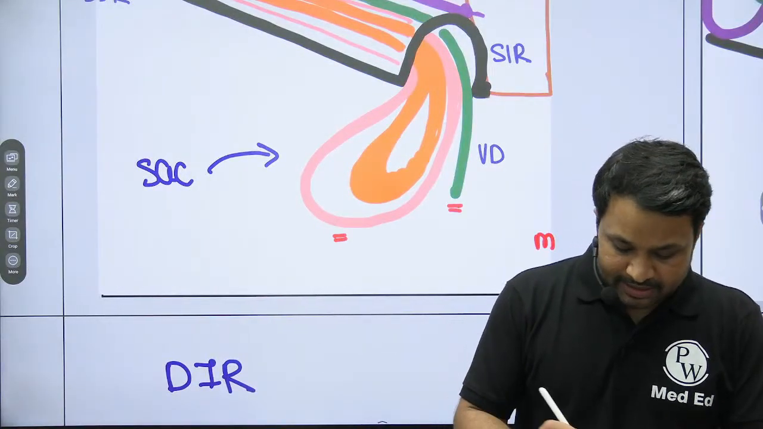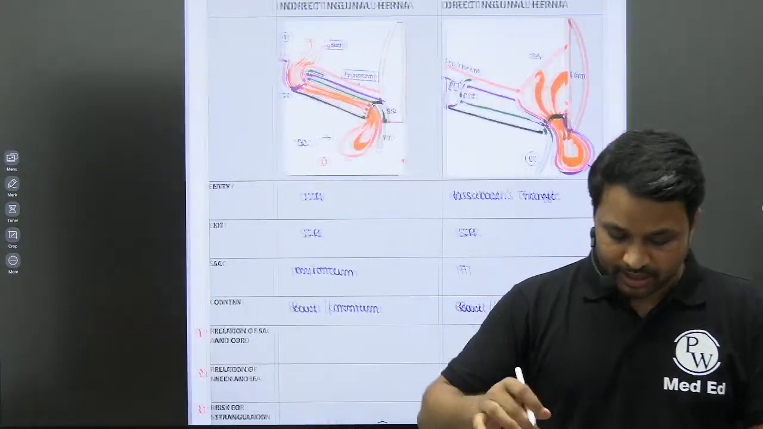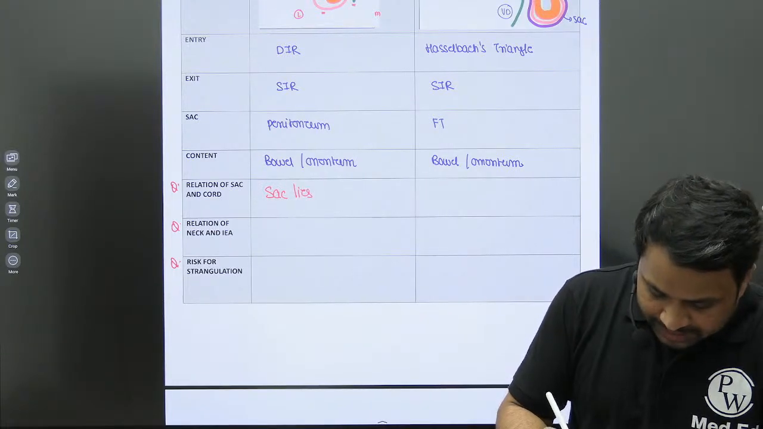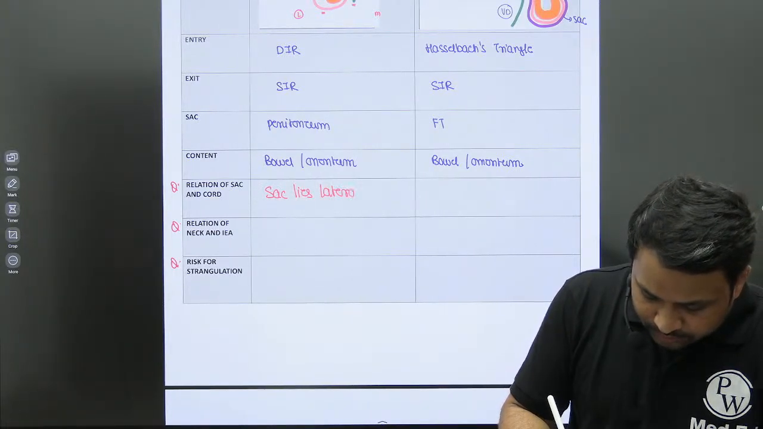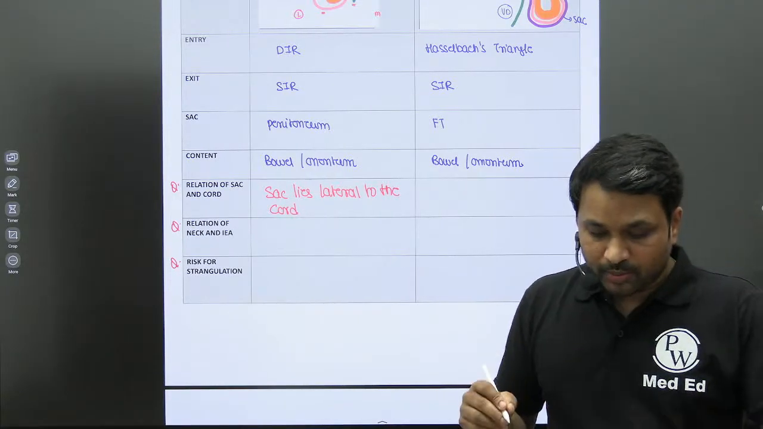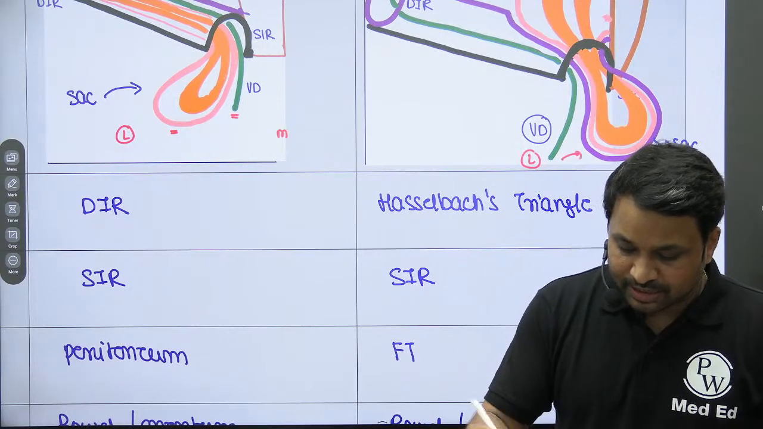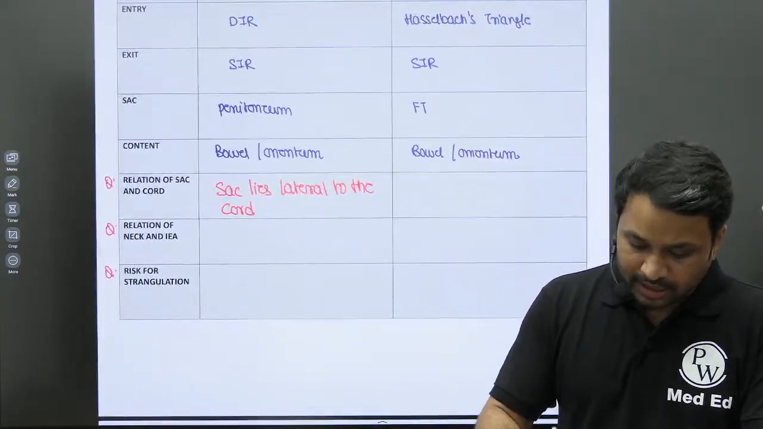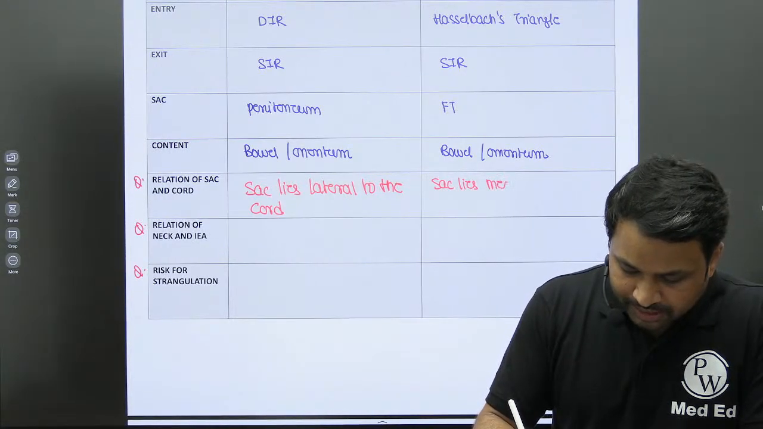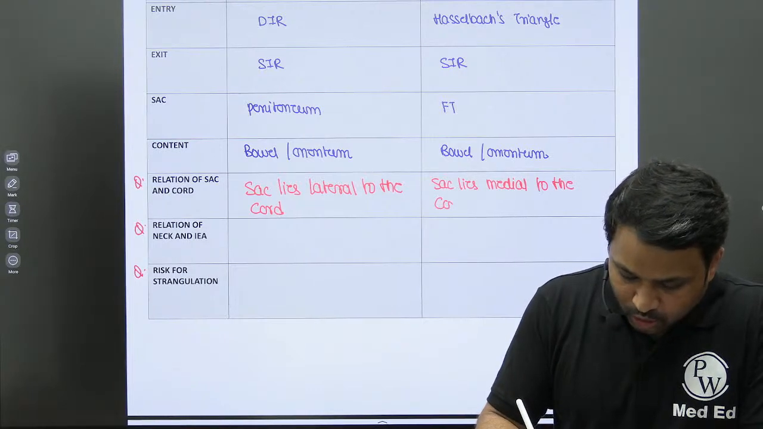This is the medial end, this is the lateral end. So I can say the sac lies lateral to the cord. In the indirect inguinal hernia, the sac lies lateral to the cord. When it comes here, this is the medial end, this is the lateral end, so here the sac lies medial to the cord. In the direct inguinal hernia, the sac lies medial to the cord.